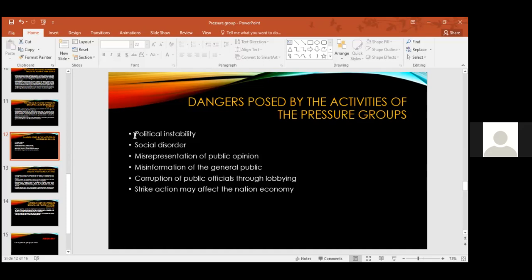If NLC strikes today and labor goes on strike, all workers sit at home. All these people that drive buses or drive public transport won't see anybody to carry. Hence, they won't make their money. It will even affect the whole economy because people won't buy things, among other things. So these are the dangers posed by activities of the pressure group.